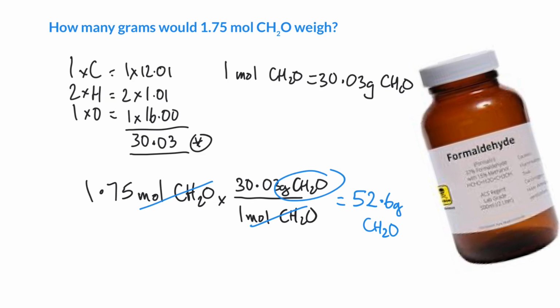And that would be equivalent to 1.75 moles. So you can see, in recap, we really just add up the weights of all the atoms for every molecule we have, and that gives us the number of grams 1 mole of that molecule would weigh, and we use that as a conversion factor. Good job.